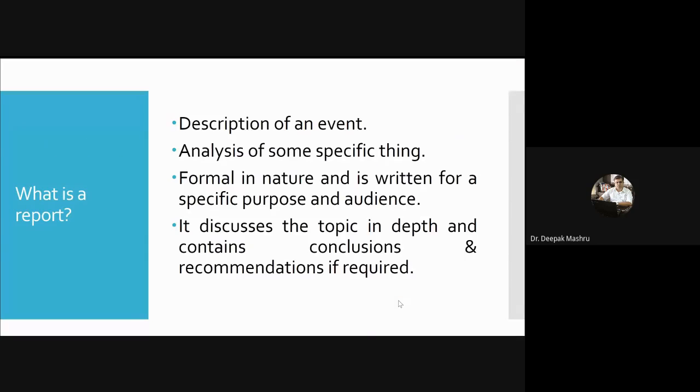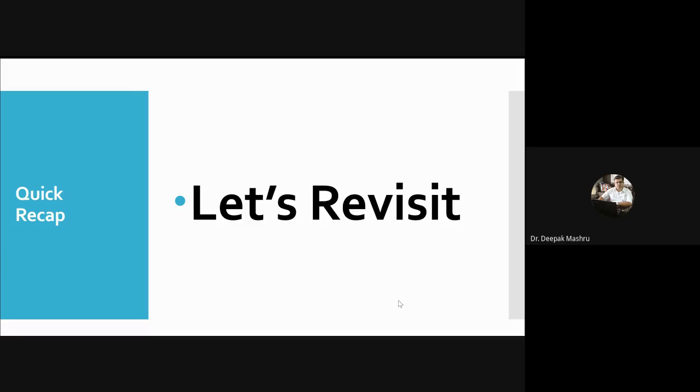Now, in the last class, we talked about what report writing is. We talked about it being a description of an event. It analyzes a specific thing. It is formal in nature, and it is a kind of internal communication, broadly. But it can be for outsiders also, because stakeholders can get this report, or they can write the report. Now we can revisit that.